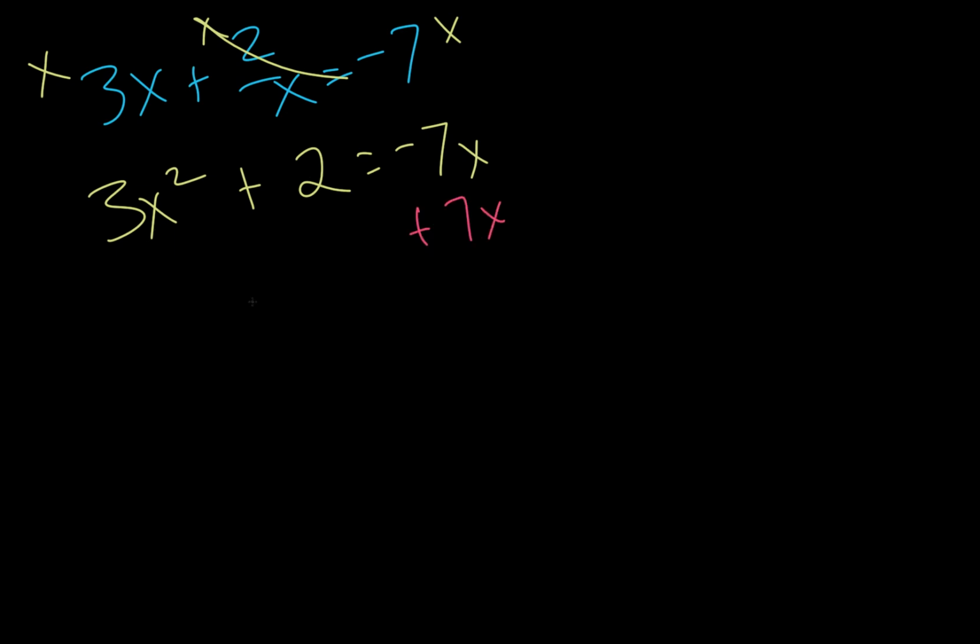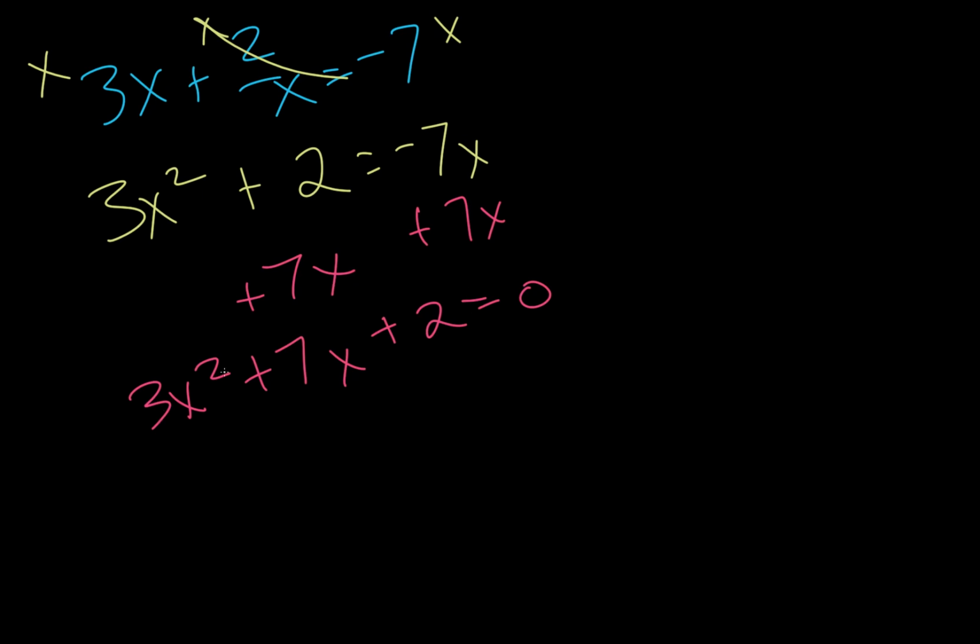Now that's quadratic because we have an x squared, an x, and a constant term. So we need to get everything on the same side to deal with it. So now we have 3x squared plus 7x plus 2 equals 0. And then from here we can use our quadratic methods.